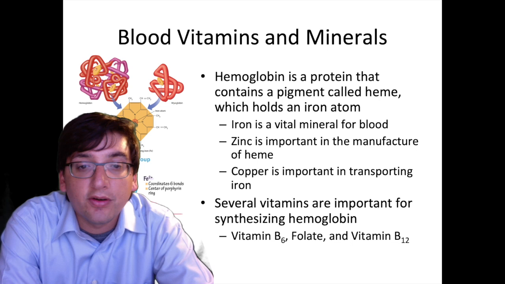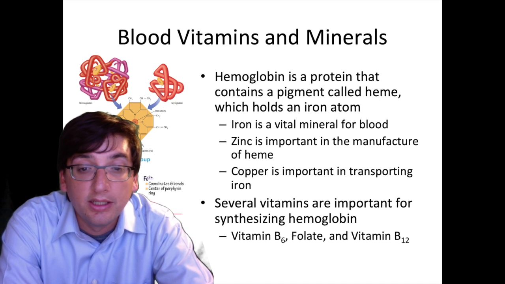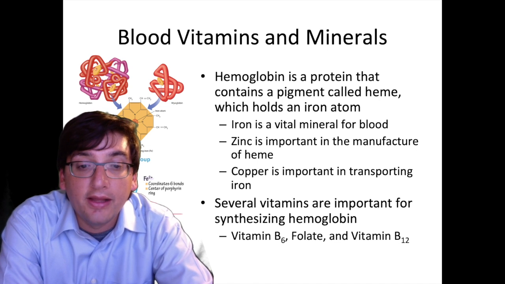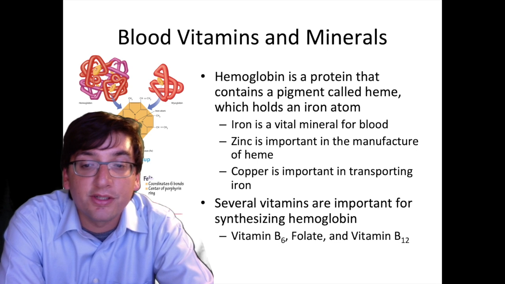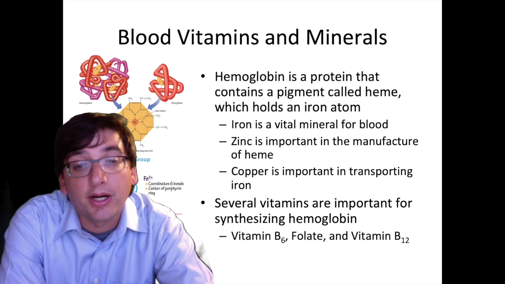There are two other minerals that are important for our blood. Zinc is important in enzymes. Actually, zinc is a cofactor in a lot of enzymes, including the enzymes that make the heme. So zinc is important for that. And then copper is important in transporting iron. People with a copper deficiency. Now, we don't need a lot of zinc or copper.